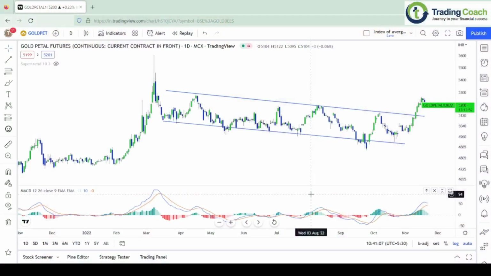Before I show you the actual indicator, I would like to point out some of the benefits of using MACD. First of all, I'm not an indicator-based trader.